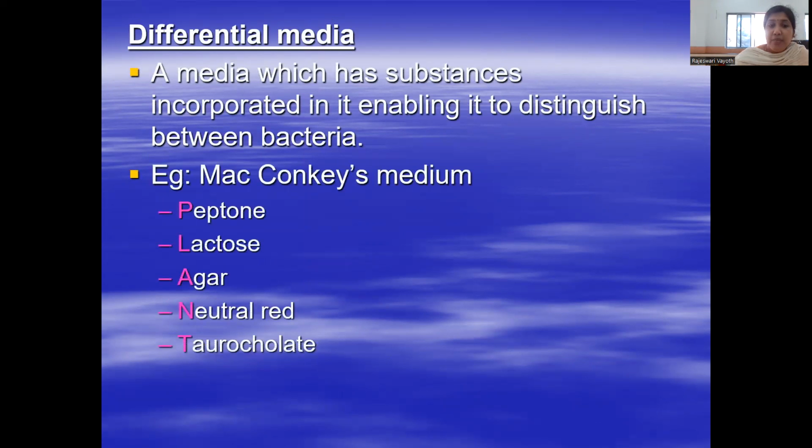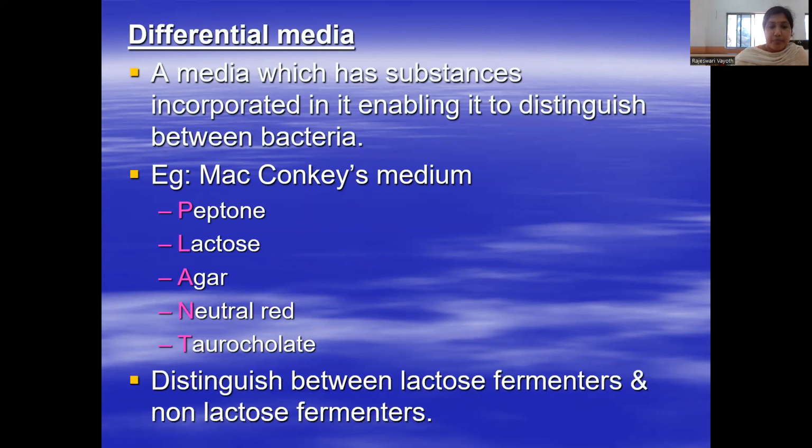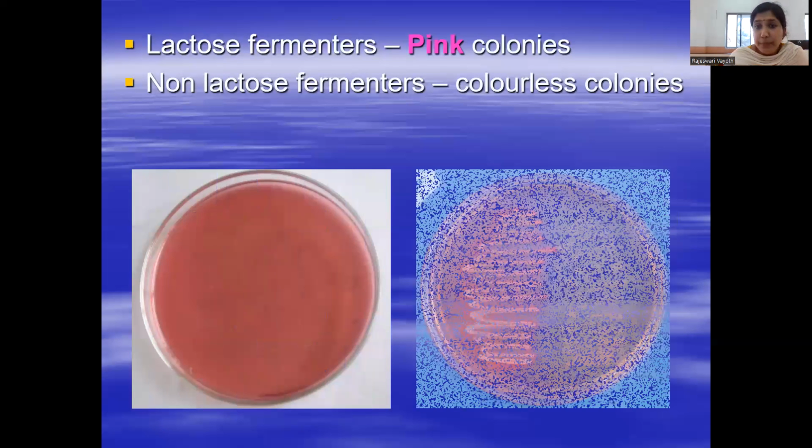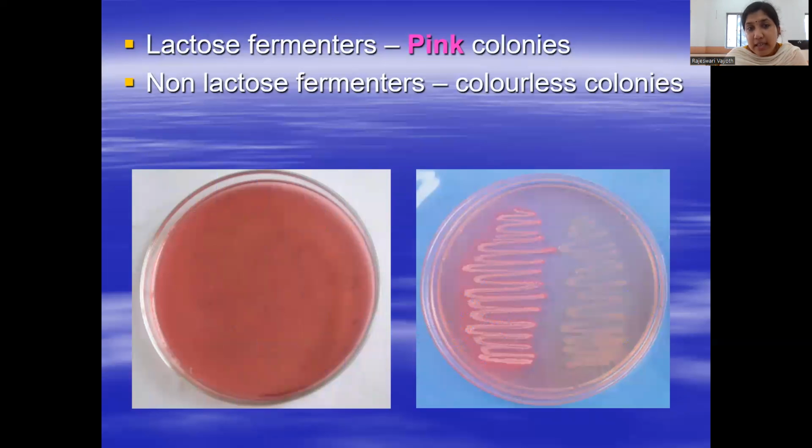Then differential media, which is used to differentiate different types of bacteria, has substances incorporated in it, enabling it to distinguish between the bacteria. Examples are MacConkey medium, which contains peptone, lactose, agar, neutral red, and taurocholate, which is used to distinguish between lactose fermenters and non-lactose fermenters. Lactose fermenters give pink colored colonies, and the non-lactose fermenters give colorless colonies.